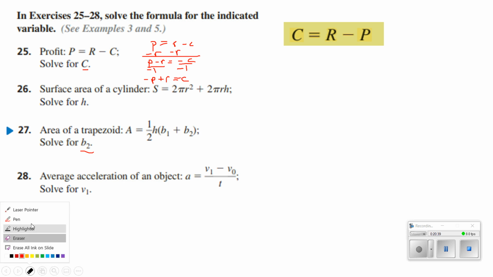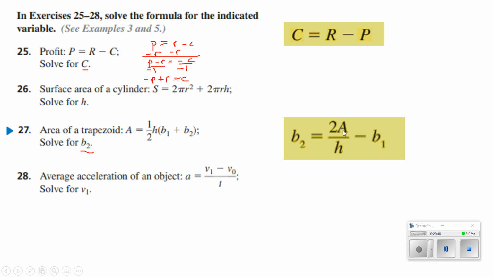Now I'm just going to check and see if they actually provide the answer, or if they show the work, and that way I don't have to do it. Let's see. Okay, so they gave the answer. That's not good enough for us. We want to know how it's done, so let's go ahead and write this out. I've got A is equal to 1/2 H times B1 plus B2. Okay? All right, so first of all, we're going to multiply by 2 on each side to get rid of that 1/2.